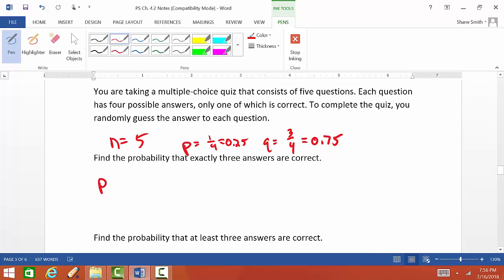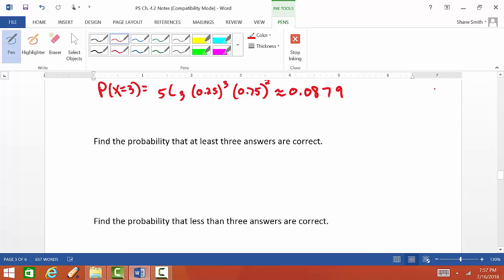So we want to find the probability that exactly 3 answers are correct. So out of the 5, we're choosing 3. That's 0.25 to the 3rd. And that means that there's 2 that are incorrect. And that rounds to 0.0879. The next one is the probability that at least 3 are correct.